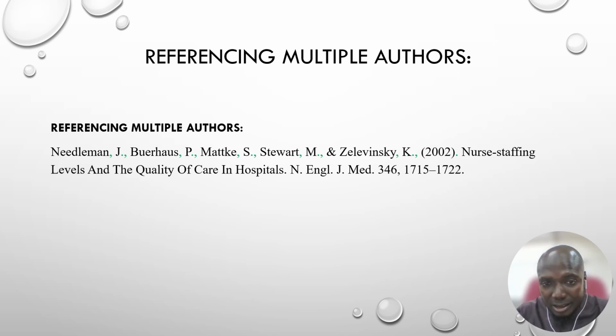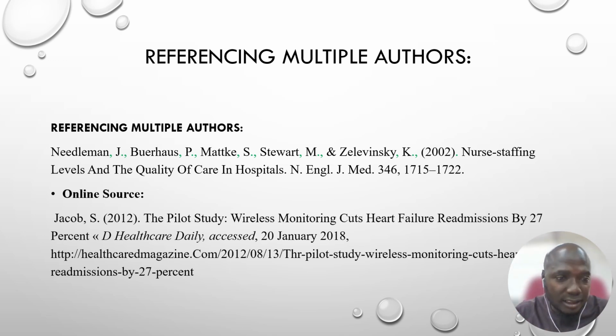Then the year in brackets, Nurse staffing level and the quality of care in hospital. Then this is the Journal of Medical whatever. Okay, is here. And England Journal of Medicine. National, is it national? I don't know. National England Journal of Medicine, for example. Then you write the page number and then the DOI if there is. Then online source, maybe you sourced it online. So this is how you do it.